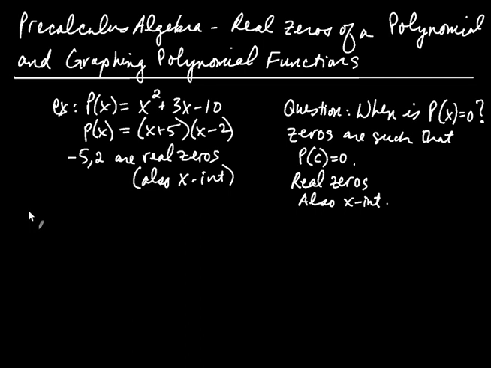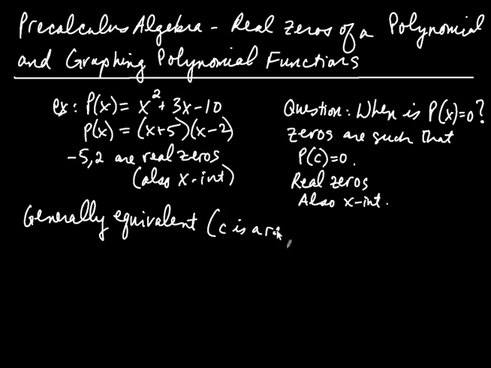So let's write that down. Generally, the following statements are logically equivalent. And we're assuming here that c is a real number. We're going to have to deal with complex numbers, well, complex numbers with an imaginary part, a little later. But generally, these three statements are equivalent.